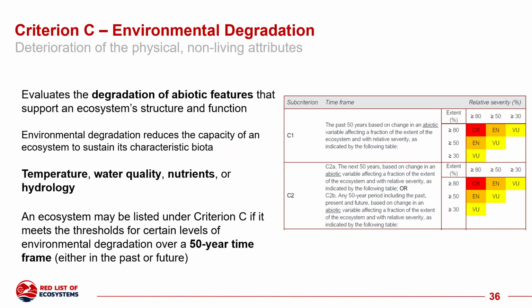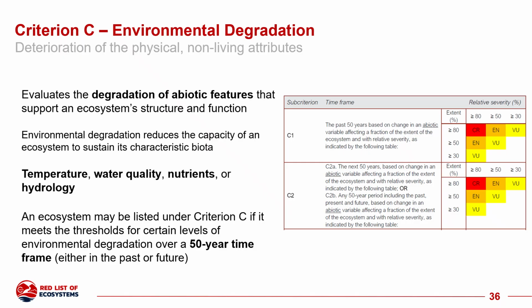Abiotic degradation can be measured using time series of environmental data, spatial comparisons to reference sites, or modelled scenarios of continued change. For example, in rivers, you could assess flow alterations or oxygen decline, while in lakes, consider nutrient loading or salinity increases. Standard thresholds in the RLE guidelines help determine the level of risk based on the magnitude and severity of degradation and the proportion of the ecosystem affected.